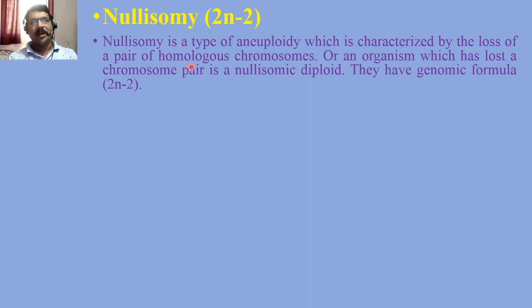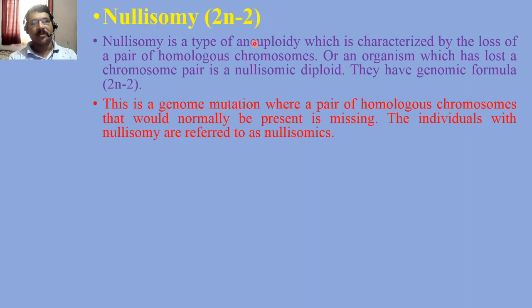So when any organism loses a complete homologous chromosome pair from its genome, then that organism is called a nullisomic diploid, or this is also known as the condition nullisomy. Here this is the diploid chromosome number 2n, and when one pair, that is 2 chromosomes, get deleted, then it is known as nullisomy. So this is the genomic formula of nullisomy. This is a genome mutation where a pair of homologous chromosomes that would normally be present is missing. The individual with nullisomy is referred to as a nullisomic individual.